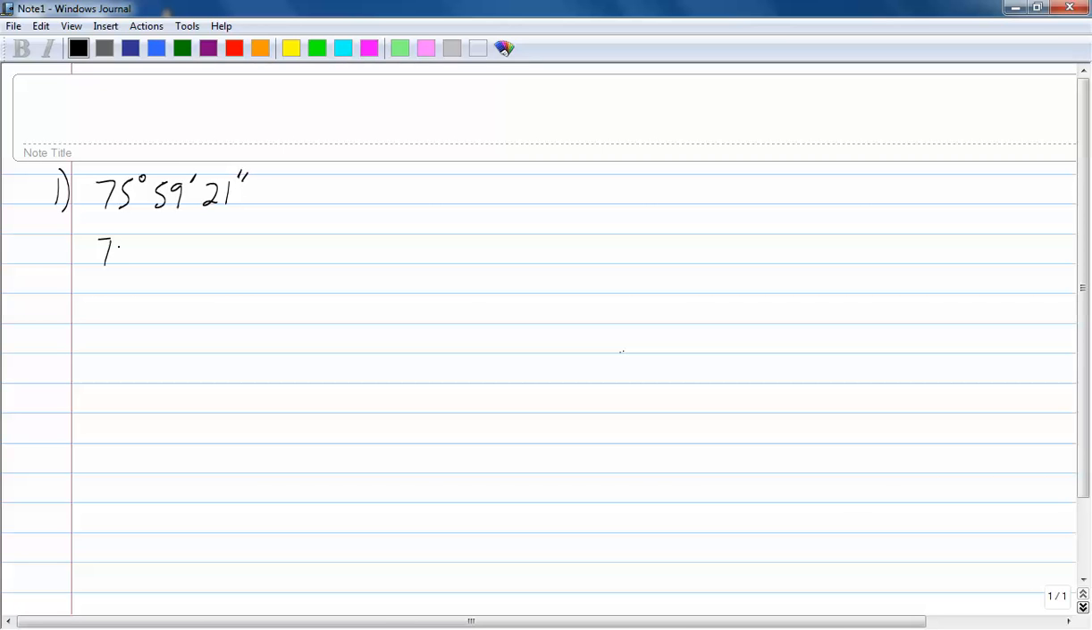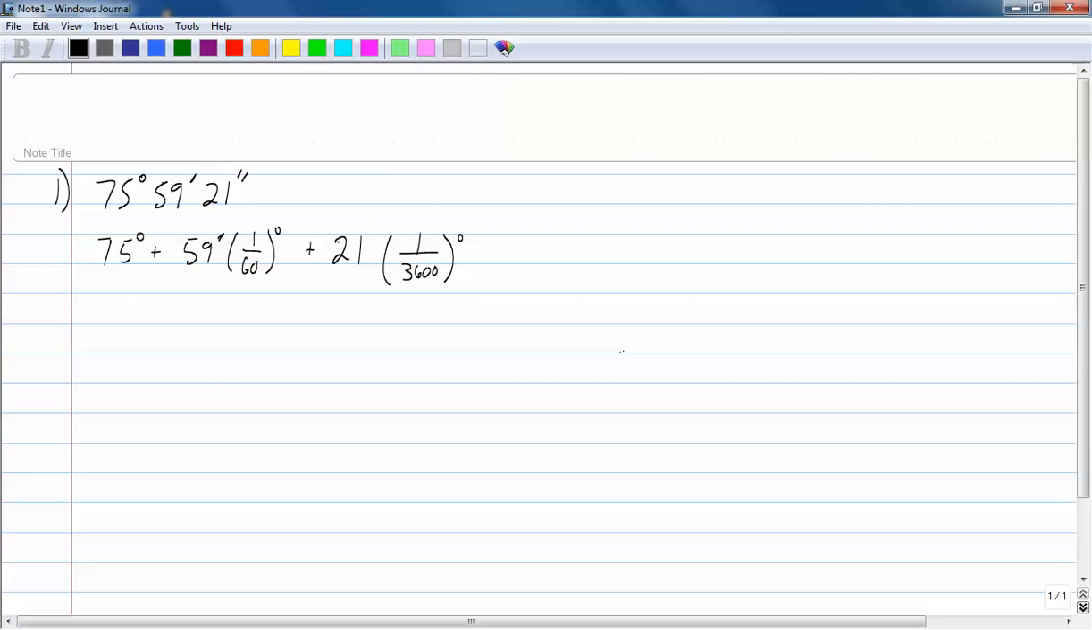The whole number part is the degree part, plus we need to change the minutes over to degrees. 59 minutes times 1 over 60 degrees, because 1 minute is 1/60th of a degree. Plus, now we need to change the seconds over to degrees. 21 times 1 over 3600.